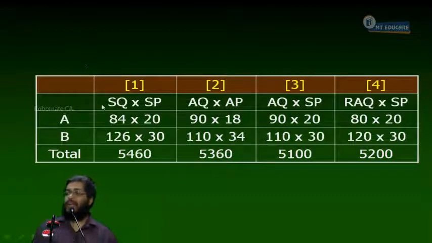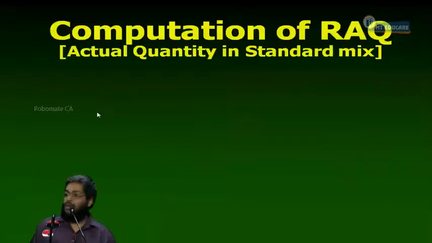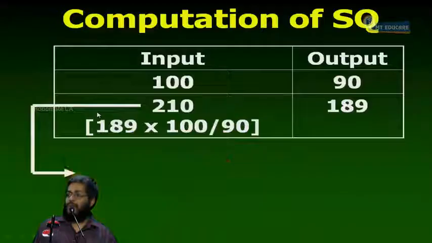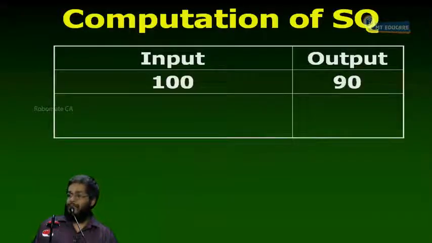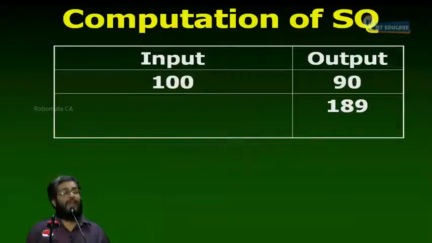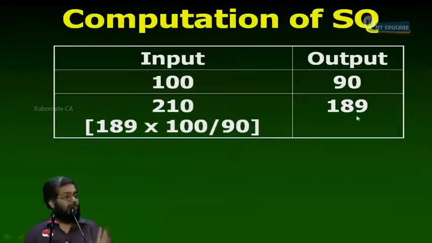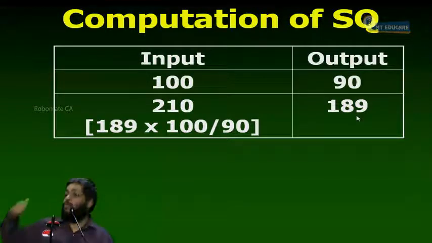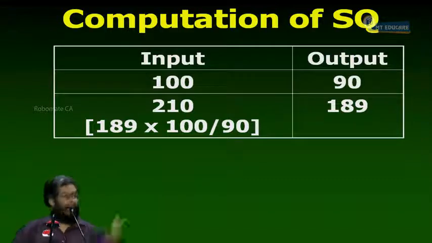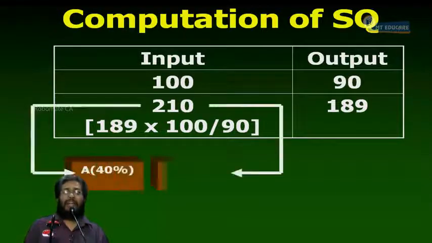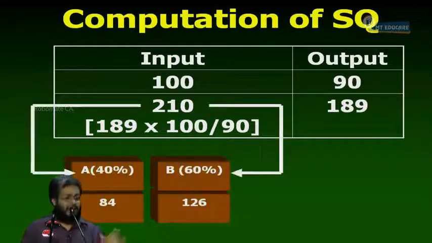How I calculated SQ alone is the tricky issue. How much is the input-output allowed? 100 input, 90 should be the output. For 189 output, what should have been the input? 210 kgs. These are the standard quantity for the actual output. I may put more than 210 or less than 210, that's a different issue, but I should have put 210, of A and B, in the standard mix.